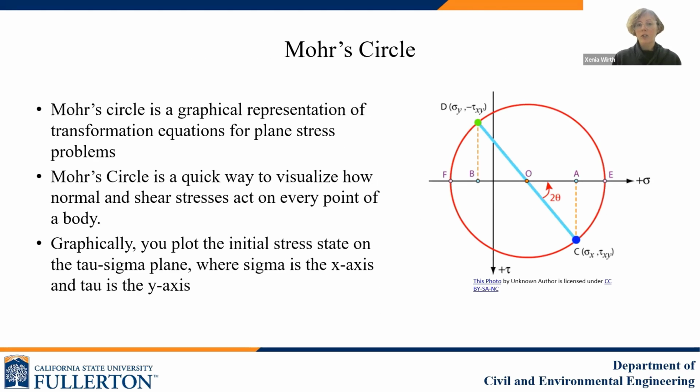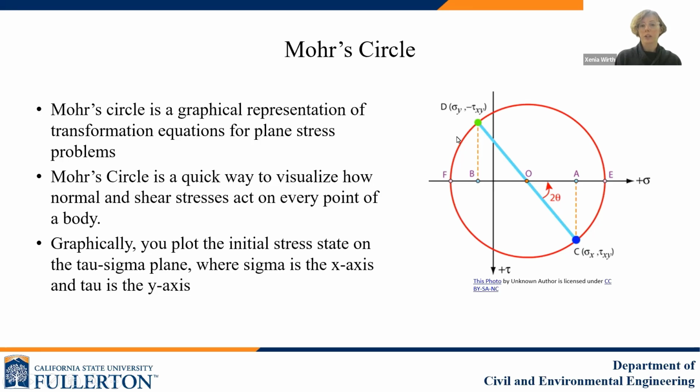But I can also do all of that work graphically. Everything we've discussed so far has been looking at using equations to find my new quantities. However, I can also use something called Mohr's circle, which is a graphical representation of the stress state. It is a graphical representation of the transformation equations for plane stress, and it is a way to visualize every possible stress state acting on a body, given what you know of its initial stress state.